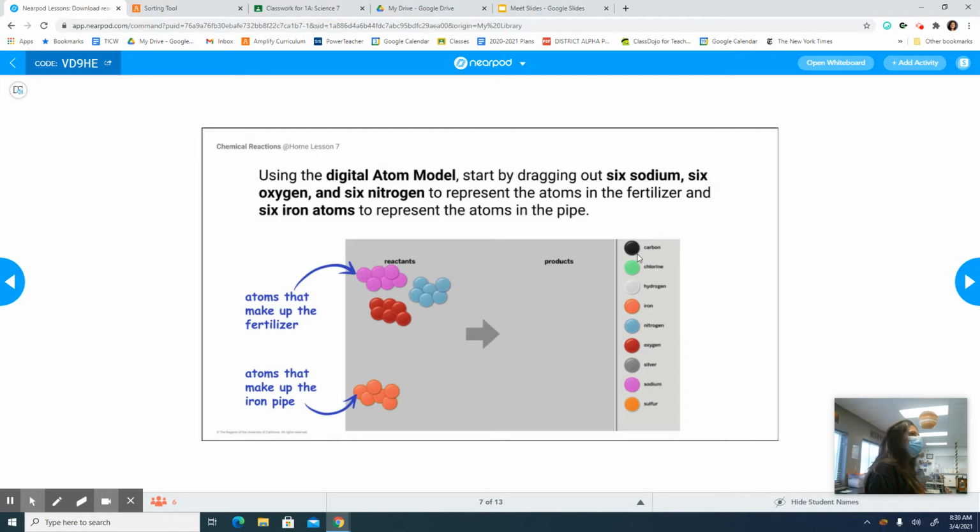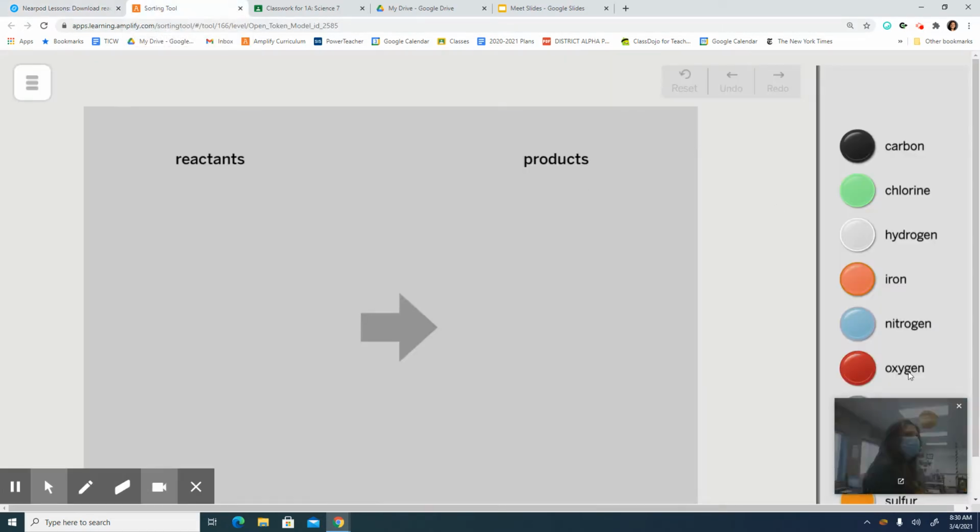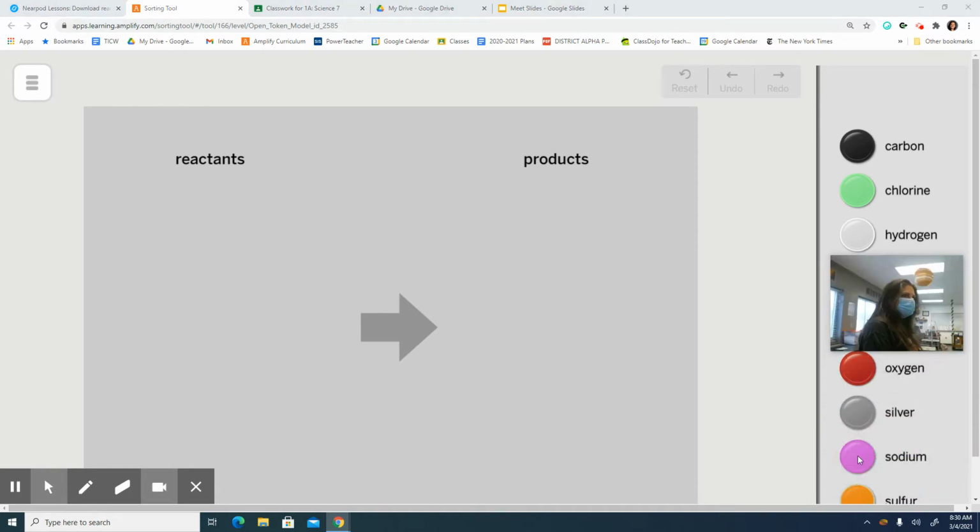Okay, so the fertilizer is made up of sodium, oxygen, and nitrogen, and the pipes are made up simply of iron, and we're gonna drag out 6. So 6 sodium. So you want to go to your model, and I'm in the way. 6 sodium. Oops. You may find if you use your finger, it might get messed up, because if you swipe your screen, it'll actually close the modeling tool. So if you're using your finger, just be careful.